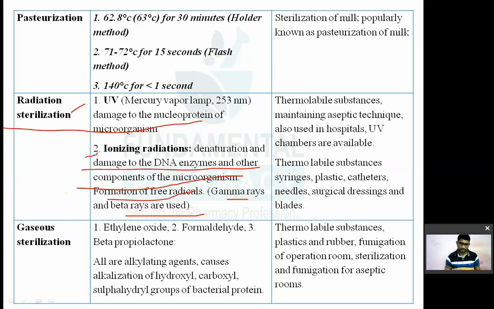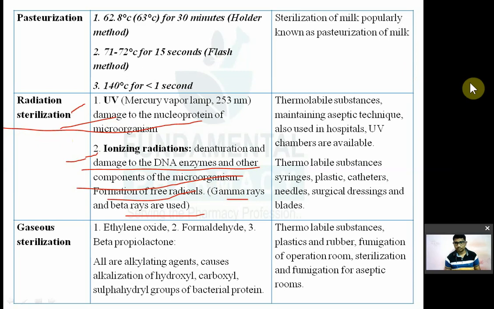So remember, UV में क्या होता है? It will damage the DNA और nucleoprotein. Ionizing radiation भी DNA को damage करता है, enzymes को damage करता है, and other components of the bacterial cell. So जो ionizing radiation है, particularly they form a free radical, and that free radical reacts with the different components of bacteria, particularly DNA, RNA, and enzymes. So gamma rays and beta rays are mostly used.